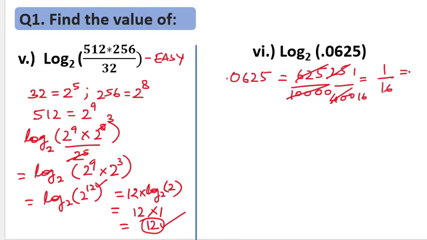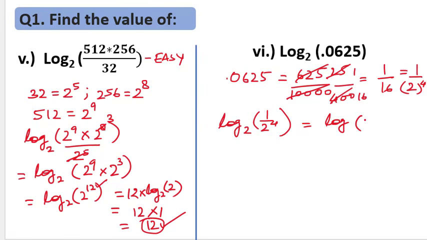And 1 upon 16 is what? 1 upon 2 to the power 4, right? 16 can be written as 2 to the power 4. So what is this question ultimately? This question is actually log of 1 upon 2 to the power 4 to the base 2. Now can I write this as log of 2 to the power minus 4, since 1 upon 2 to the power 4 can be written as 2 to the power minus 4, right?